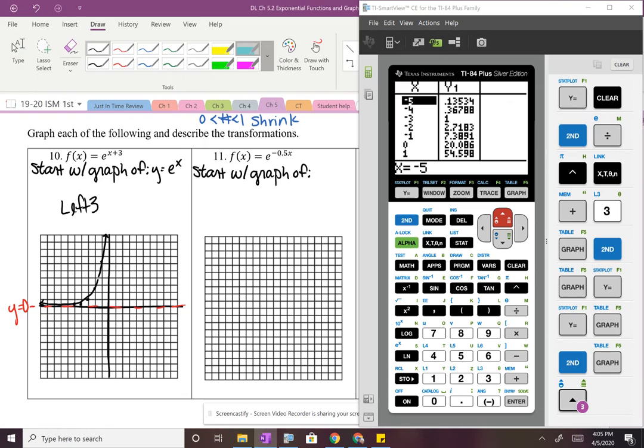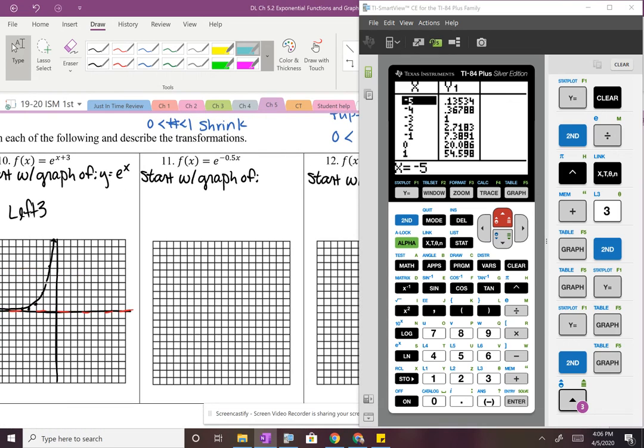The first thing I'm going to do is look at that 0.5 and change it to a fraction because we're going to have to flip it, and 1 over 0.5 isn't going to be something easy to flip. So this is e to the negative 1/2 x. Again, our parent function is the same graph, y equals e to the x. The negative does something different than the 1/2. The negative is a reflection over the y-axis. It's going to change it to decreasing, like we saw earlier.